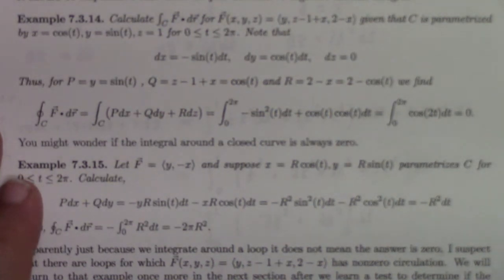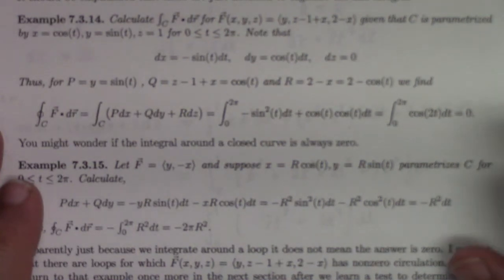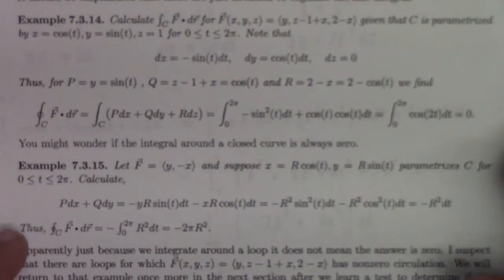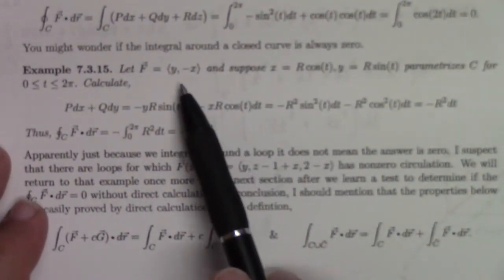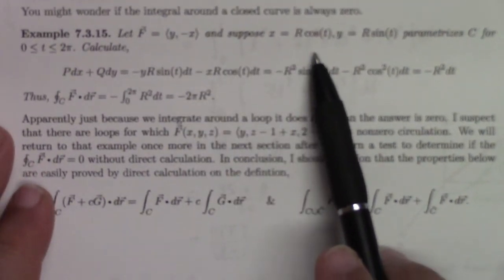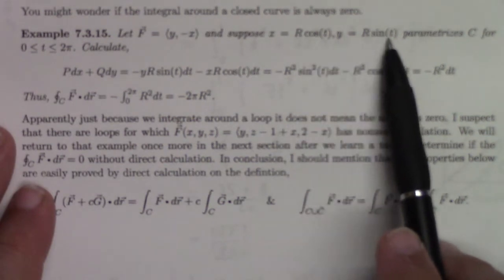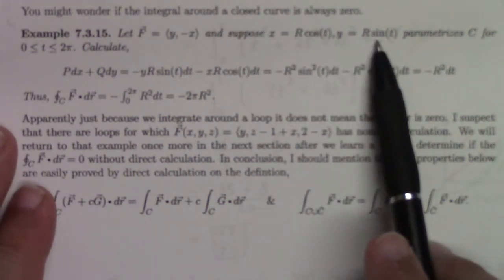And you might start to get the idea that whenever we integrate around a closed curve, it's 0. That's not in fact the case. Let's see here. How about this one? Yeah, the next example. I have an integral. This is a two-dimensional example, which is good. Y comma minus x, and I look at a circle of radius r, parameterized by r cosine t, r sine t.